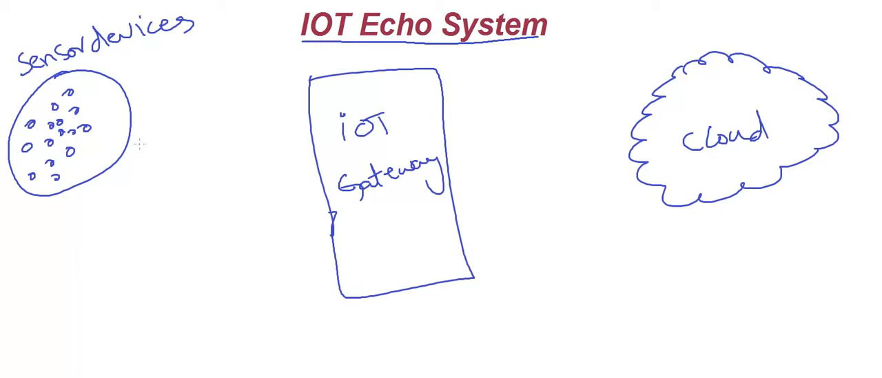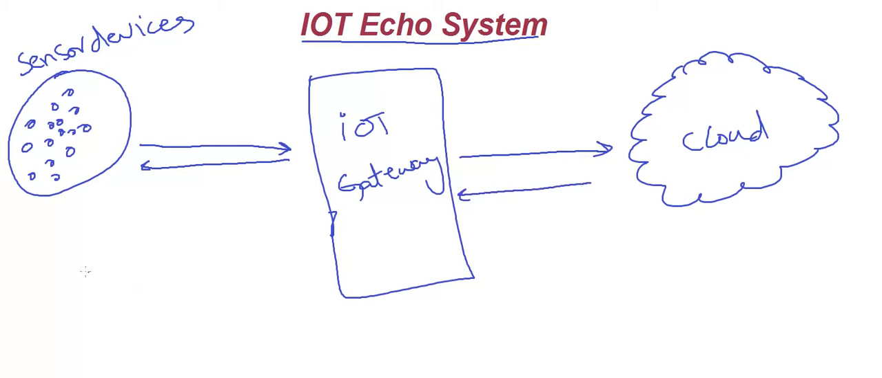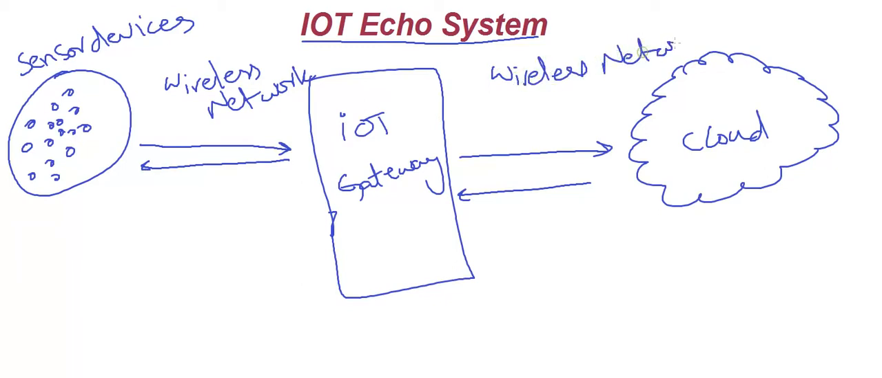There's communication going on between these two, and there's also communication going on between these two. So how do these two devices communicate? Through wireless networks. And how do these two devices communicate? They also communicate through wireless networks, and these wireless networks use certain protocols.